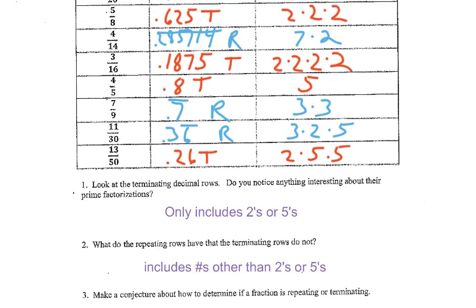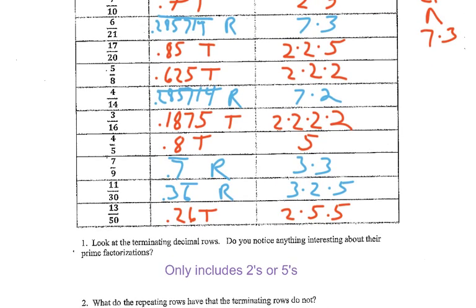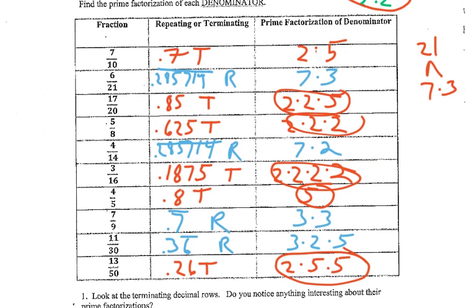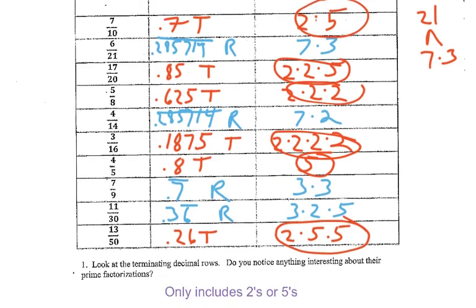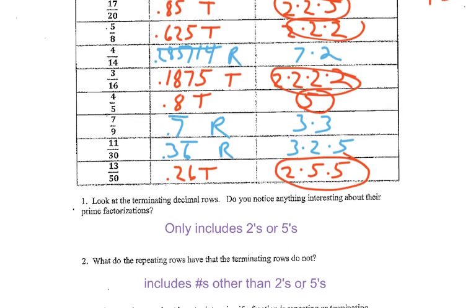So what I notice is that the terminating decimal rows only include 2s or 5s in the prime factorization of the denominator. You can see that if you look again up here at the red. I can even circle these guys. 2s and 5s. There's a 5. There's 2s, 2s, 2s and 5s, 2 and 5. Okay, all of my red terminating decimals.